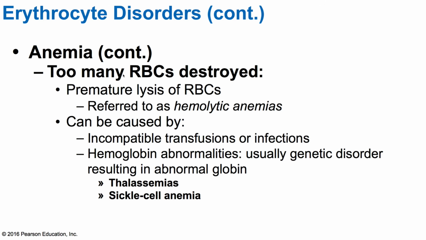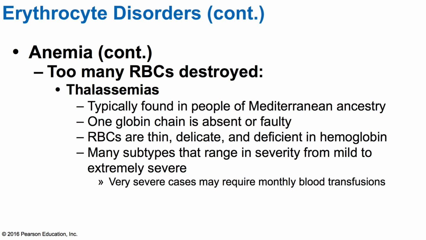The final group of causes for anemia are where there's too many red blood cells being destroyed. So the first thing we have listed is premature lysis of red blood cells, and this is referred to as hemolytic anemias. And hemolytic anemias can be caused by incompatible transfusions or infections. Moving along, production of abnormal hemoglobin usually has a genetic basis to it. So we have conditions such as thalassemia and sickle cell anemia. Thalassemias are typically found in people of Mediterranean ancestry, such as Greeks and Italians.